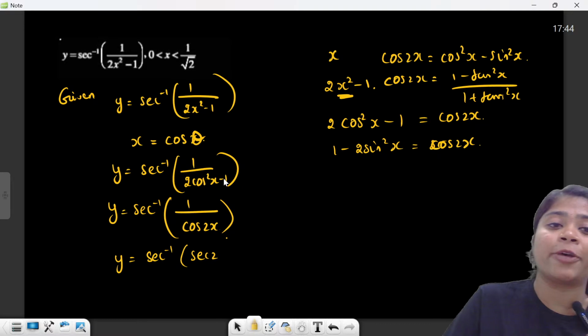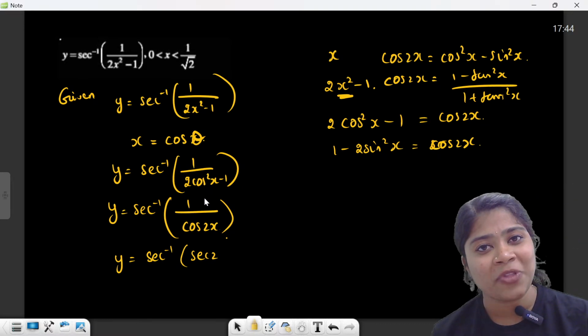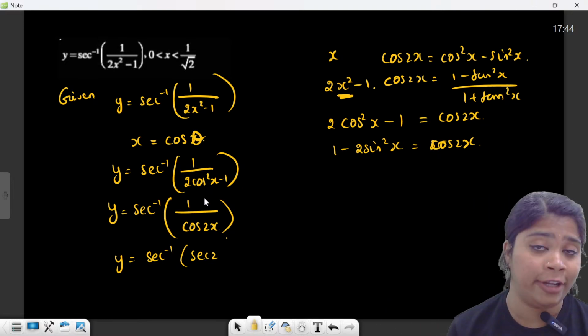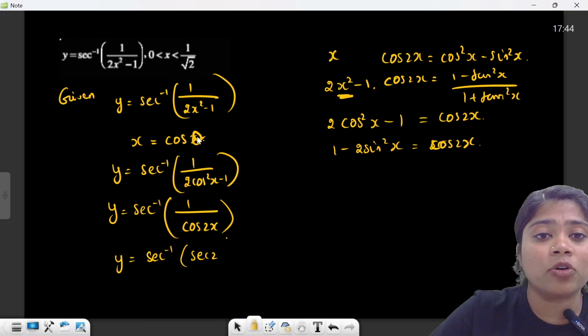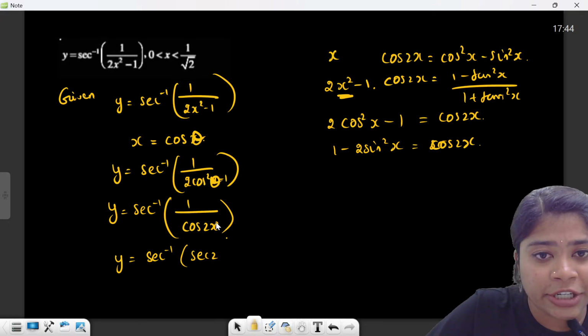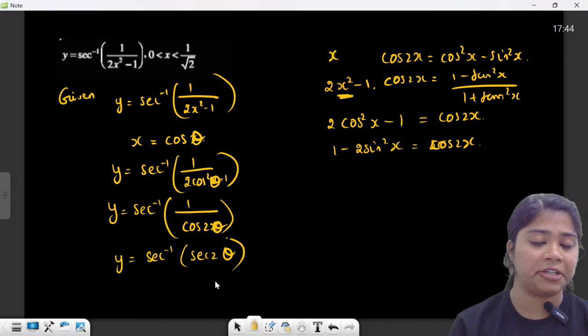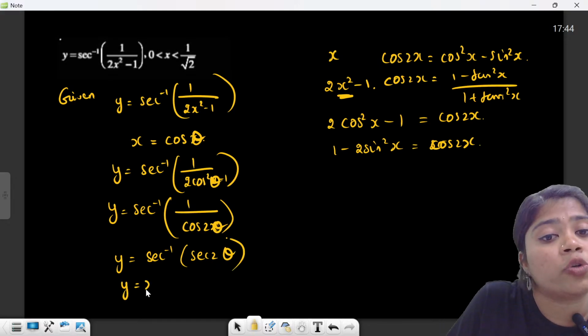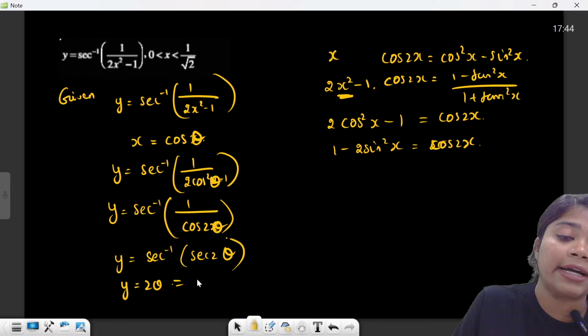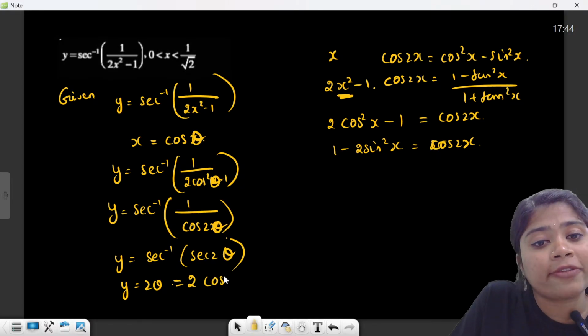No. How can I substitute x is equal to cos x? I have a different variable here. So I'm changing it to theta. So this is also theta. So now y is equal to 2 theta, we got. So what is theta? 2 into cos inverse x.